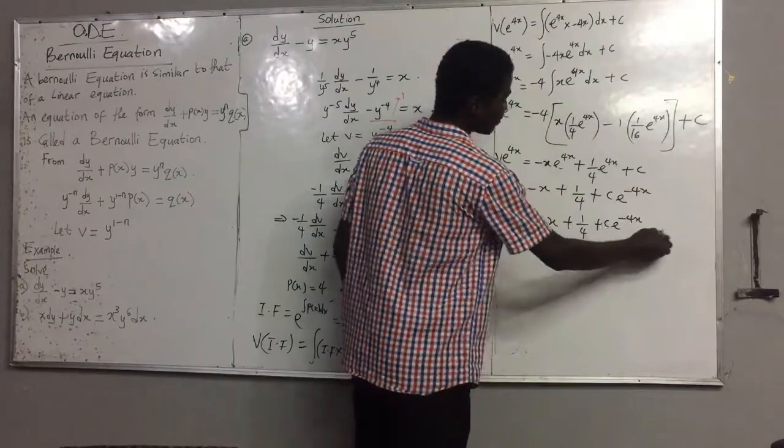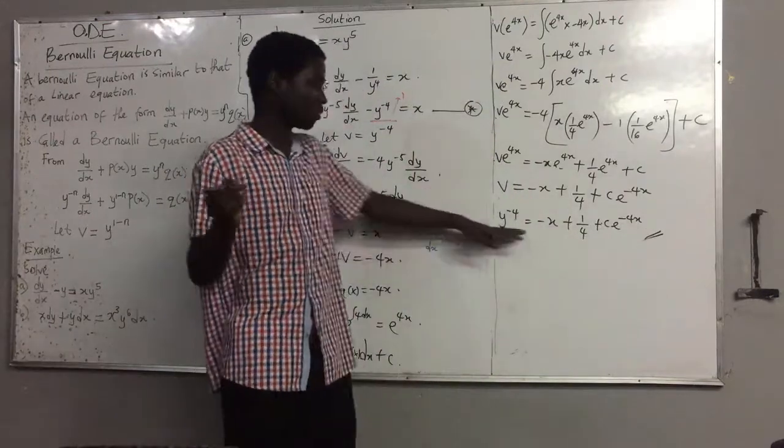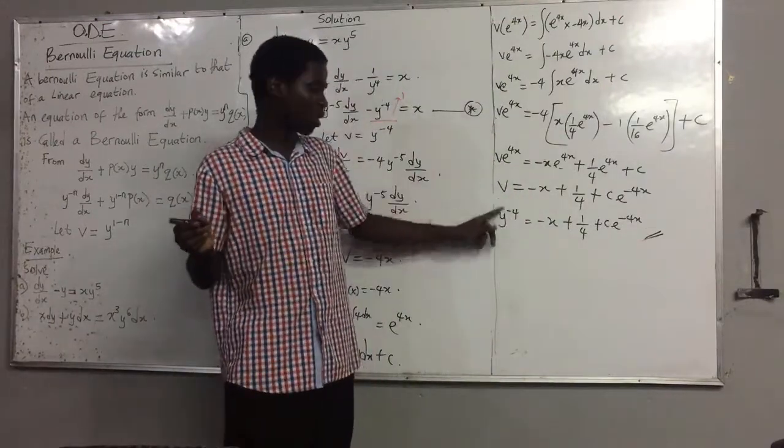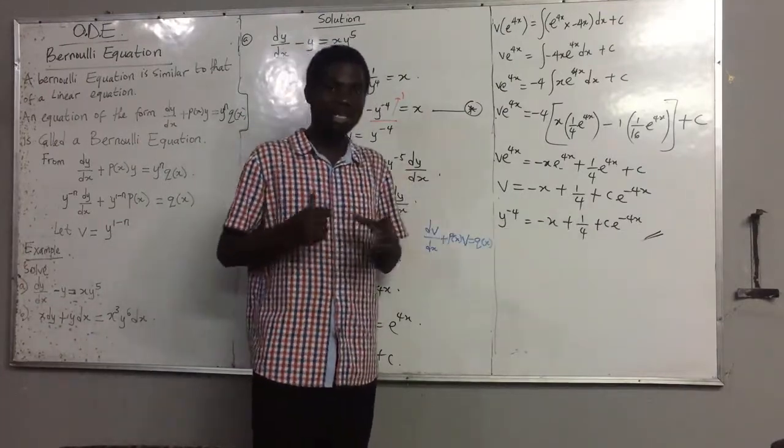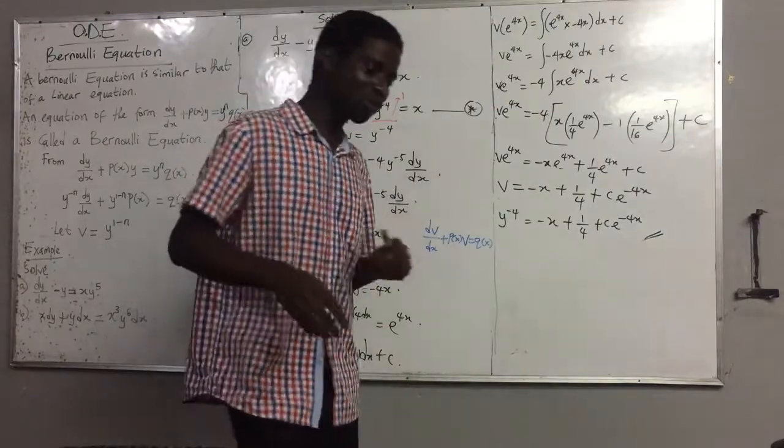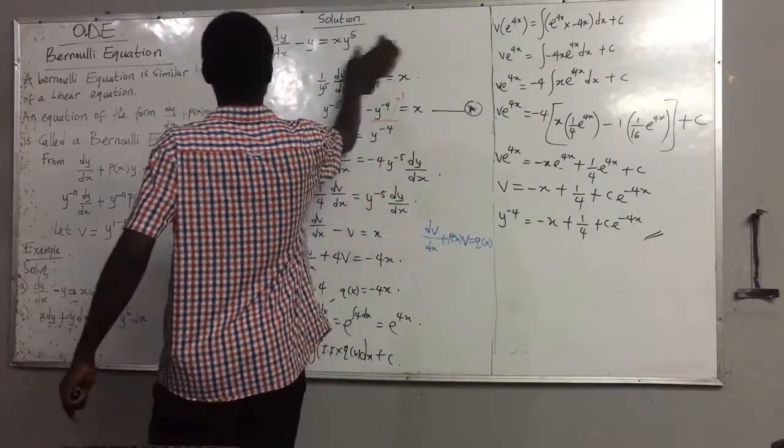You can leave your answer like this, or you decide to write 1 over y raised to power 4 equal this. Any one you want to write is correct and fine. Do you understand? So let's quickly go to the next question.